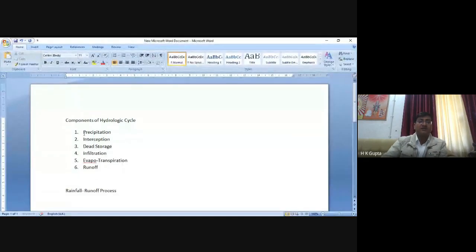So this is Q. How much of this P is going to increase the Q value? If I subtract the losses, in the rainfall runoff process, precipitation is the input to the catchment area. Interception, dead storage, infiltration, evapotranspiration, these come in the category of losses. And finally, how much output from the catchment area, runoff, is there. Okay.